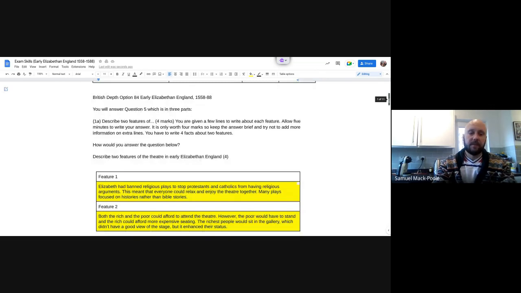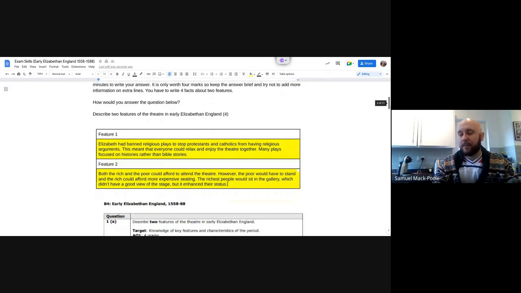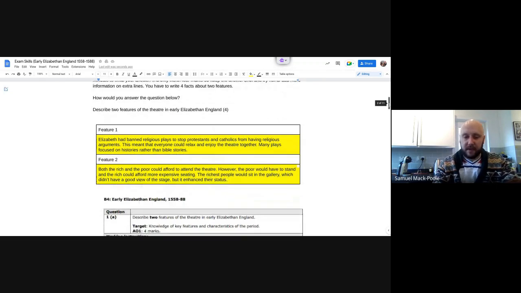Feature 2: both the rich and the poor could afford to attend the theatre. That is definitely true. However, the poor would have to stand, and the rich could afford more expensive seating. The richest people would sit in the gallery, which didn't have a good view of the stage, but it enhanced their status. You could add just a little bit more detail. The poor had to stand, which was cheaper, so you could just say they didn't have to pay as much. Well, it's not a seat, is it? It's a cheaper part of the theatre.